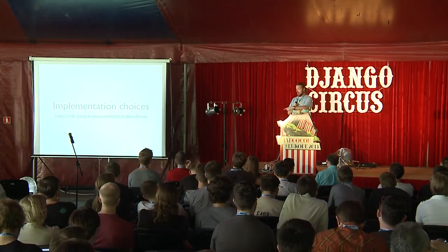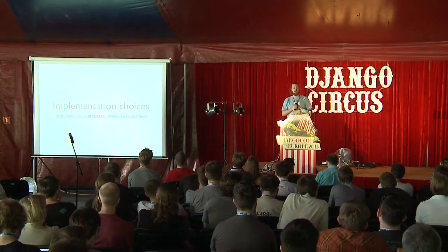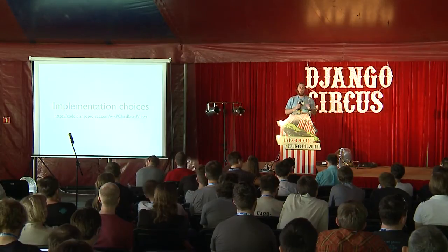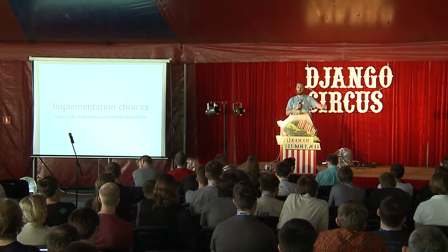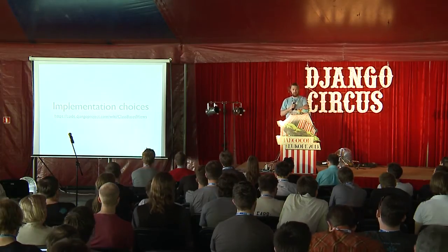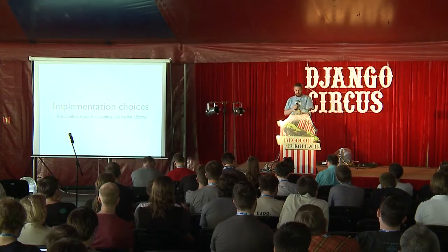If you go and look at that class-based views URL in Django's wiki, you will see the full discussion of all the options we looked at, what their strengths are, what their weaknesses are, and why we rejected the ones that we did. And at the bottom is a summary to say, we chose to do this. So if you want to see the full detail of how the sausage was made and what we threw out, go have a look there.